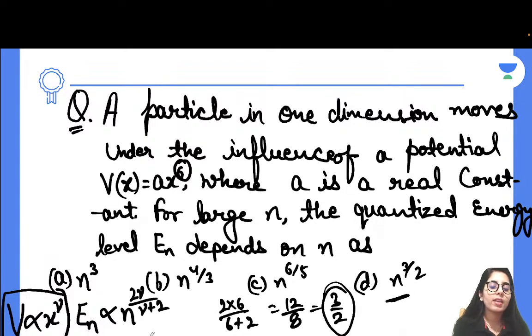So this is the trick. The nth state energy will be proportional to n to the power 2 nu over nu plus 2. This is the WKB approximation method, which gives you this expression and helps you get the nth state energy's dependency directly on n, and how it depends on nu, meaning the power of x, right? So this is important, and based on it we had so many questions in previous years. So if you are not familiar with it, you can prepare it now. It will help you a lot.